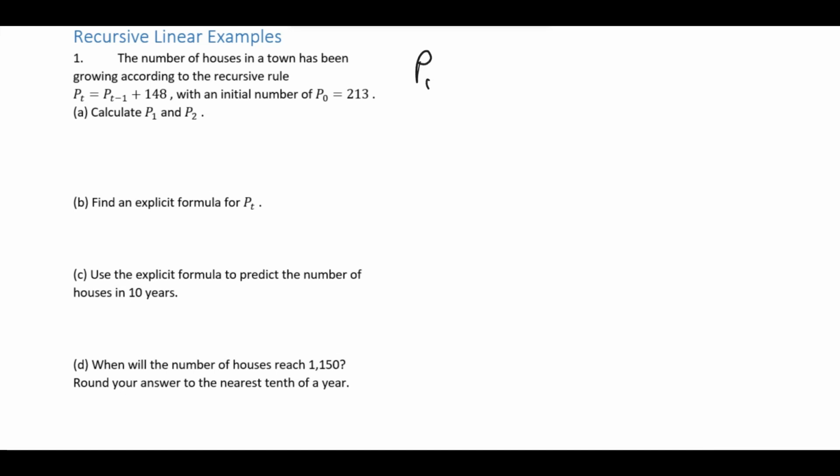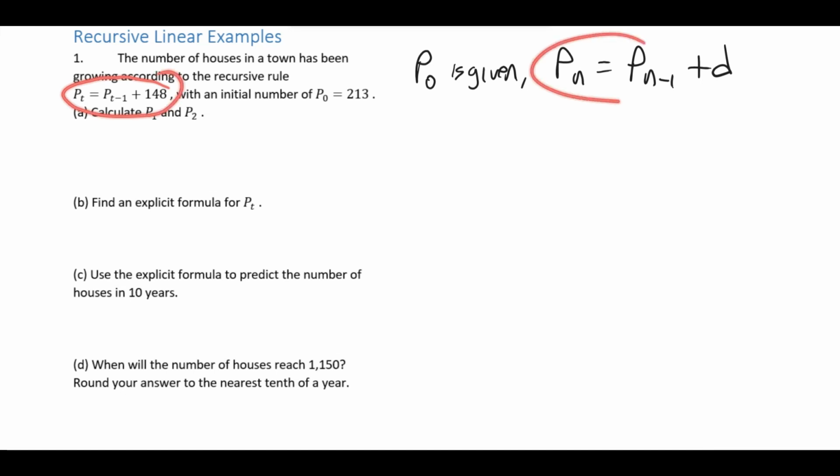It looks like P sub 0 is given. And then they have P sub n equals P sub n minus 1 plus d. This is the basic form that I'm seeing. And this is linear. So right away, we can see that the d value is 148, and the P sub 0 is 213. This is in fact enough to create the explicit formula.